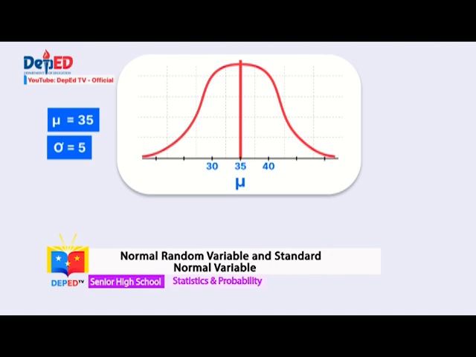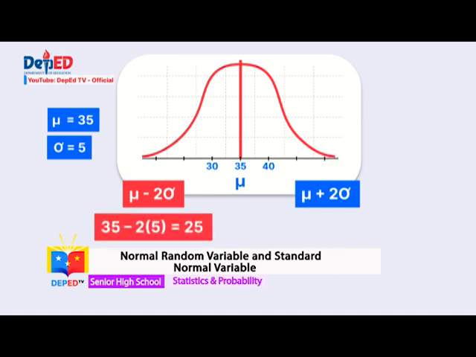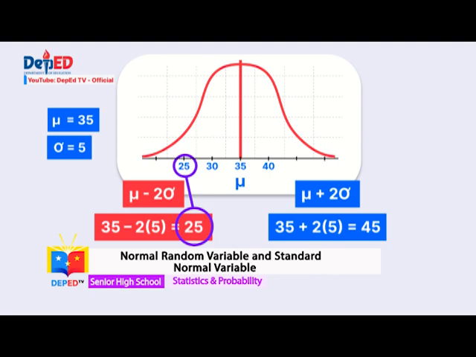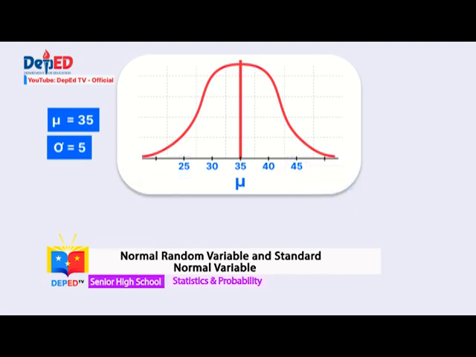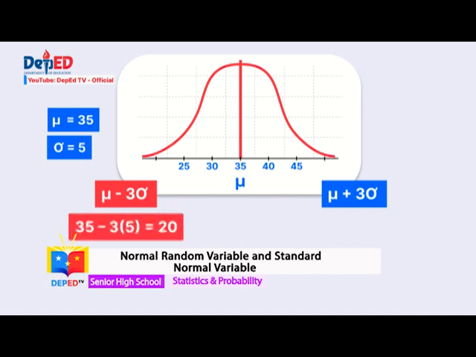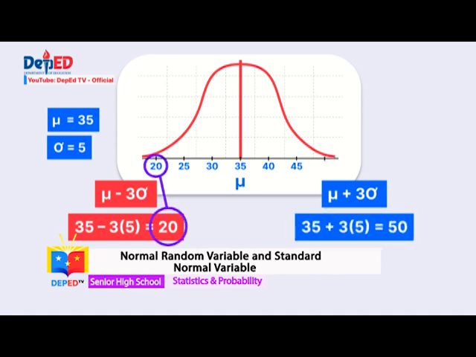This time, let us consider two standard units away from the mean, which is 35 minus 2 times 5 is 25, and 35 plus 2 times 5 is 45. This time, let us consider 3 standard units away from the mean. That is, 35 minus 3 times 5 equals 20, and 35 plus 3 times 5 equals 50.